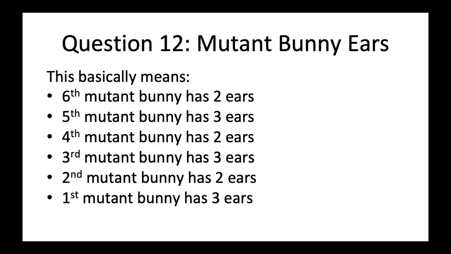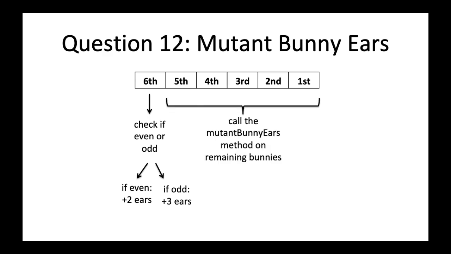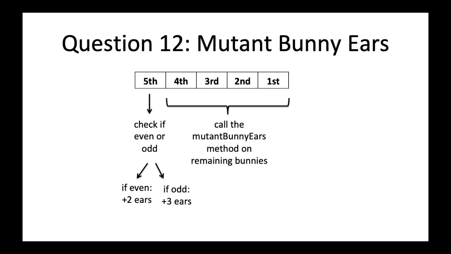How do we think about this problem recursively? We will take the 6th bunny and check if it is even or odd numbered. If it is even numbered, we will add 2 ears, and if it is odd numbered, we will add 3 ears. We then call our method on the remaining bunnies. Once more, we check if the 5th bunny is even or odd numbered, add the respective number of ears, and call our method on the remaining bunnies.